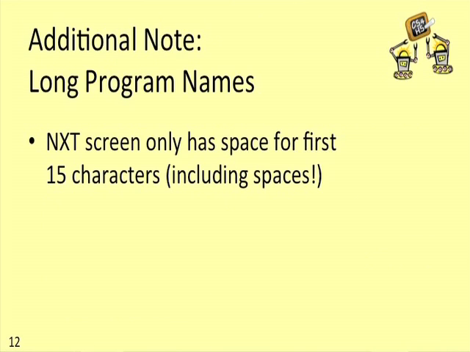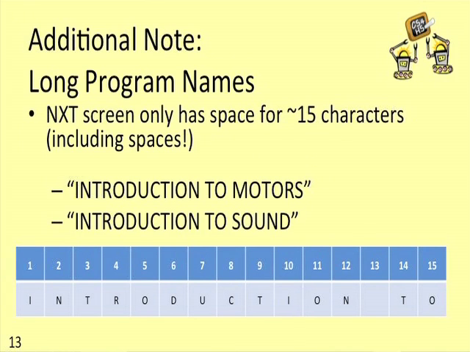By the way, it's worth noting that the NXT display is so small that it only shows the first 15 or so characters in a program name. So if you've written two different programs, the first called Introduction to Motors and the second called Introduction to Sound, on your NXT screen, you'll only see the words Introduction to in both cases, since that already uses up all 15 characters, and you won't be able to distinguish between them.